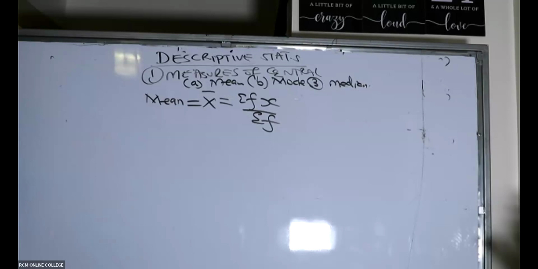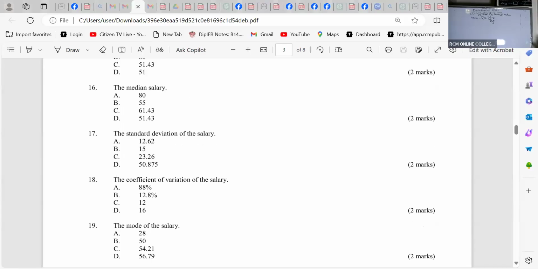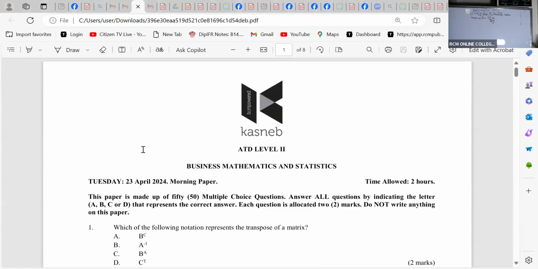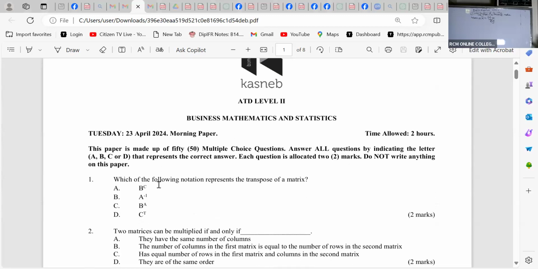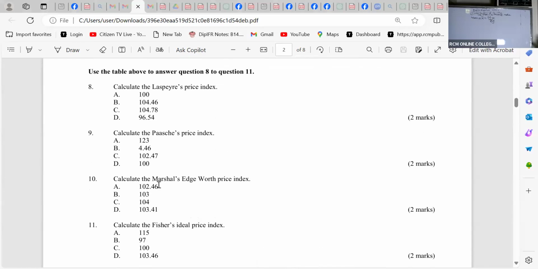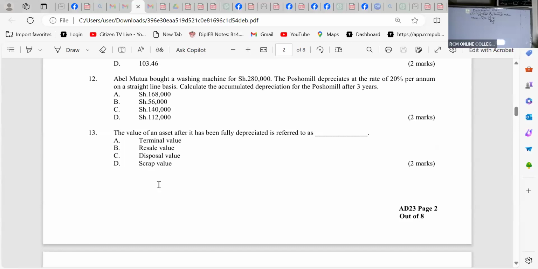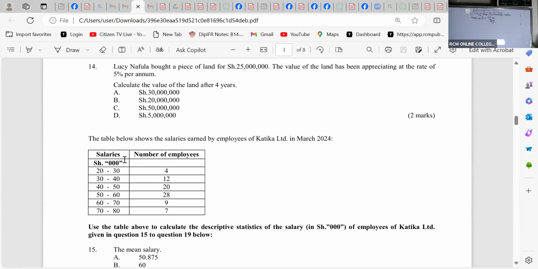Now, as you write this down, I would want us straight away to look at a question that was tested to these ATD students. It came in April 2024. Question number 16, April 2024. This one actually 15, whatever, 15. So let's first of all copy the table down. The table below shows the salaries and the employees of Katika Limited in March 2024.